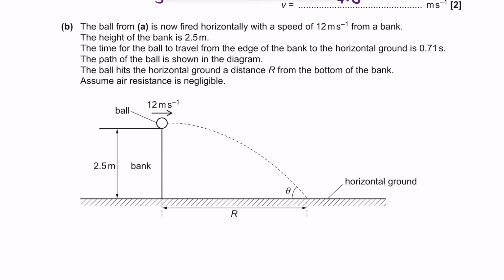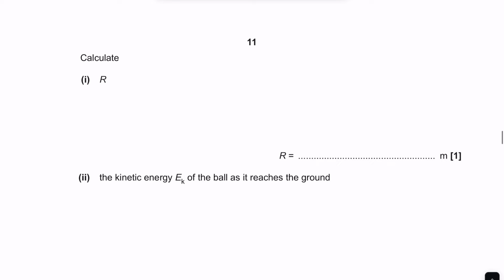Let's have a look at the next part now. We're given that the ball from A is now fired horizontally with a speed of 12 meters per second from a bank. The height of the bank is 2.5 meters. The time for the ball to travel from the edge of the bank to the horizontal ground is 0.71 seconds. The path of the ball is shown in the diagram. The ball hits the horizontal ground at a distance r from the bottom of the bank. Assume air resistance is negligible. We need to calculate the value of r.